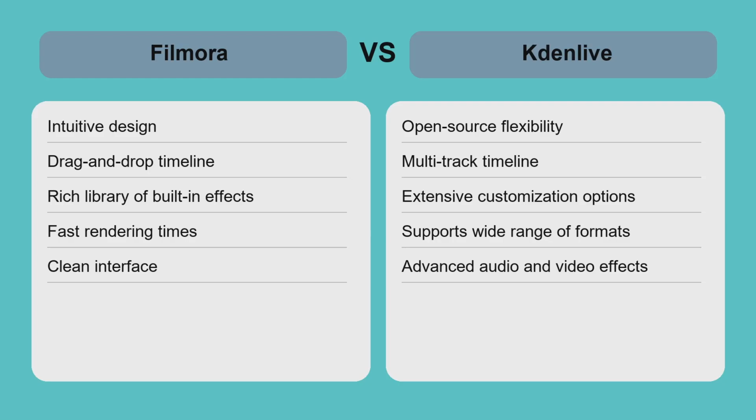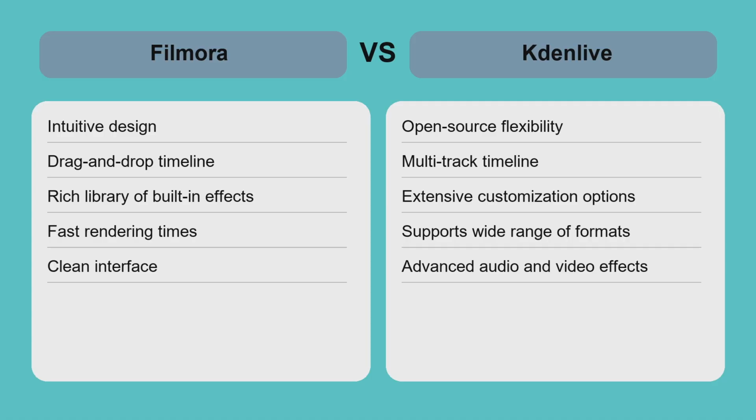Comparing Filmora and Kdenlive highlights a trade-off between ease and control. Filmora excels in quick, polished edits with a simple interface, perfect for users prioritizing speed and ready-made effects. Kdenlive, meanwhile, suits users who need deep customization and open-source flexibility, ideal for complex projects or experimental editing.